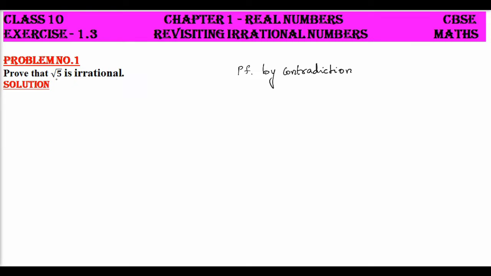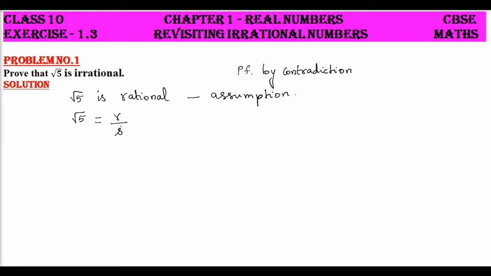Okay, now we'll proceed. In order to prove that root 5 is irrational, first let us assume that root 5 is rational. So let us assume this statement. This is my assumption. Let me see what this assumption leads to. Now if root 5 is rational, then by the definition of rational numbers, I can express root 5 in integer by integer form. Rational numbers can be written as integer by integer. So I can write root 5 as integer by integer because I have assumed that root 5 is rational.